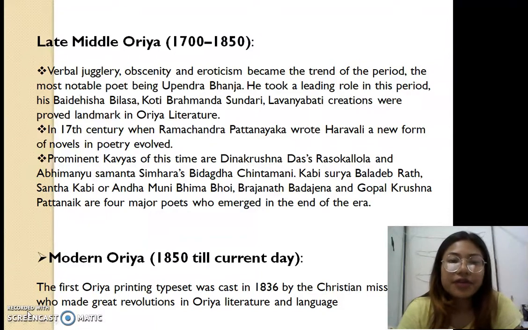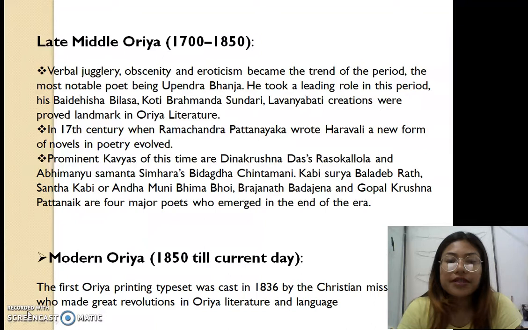In the 17th century, when Ramachandra Pattanayaka wrote Haravali, a new form of novels in poetry evolved. Prominent kavyas of this time are Dinakrishna Das's Rasakalola and Abhimanyu Samanta Simhara's Vidagdha Chintamani. Kavi Surya Balladev Rath, Santa Kavi or Andhamuni Bhima Bhoi, Brajanath Badajena and Gopal Krishna Patnayak are four major poets who emerged at the end of the era. The last period, which followed the Late Middle Oriya, was the modern Oriya, which continued from 1850 till the current date.